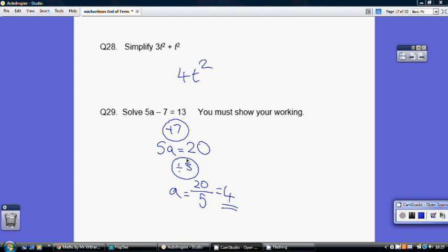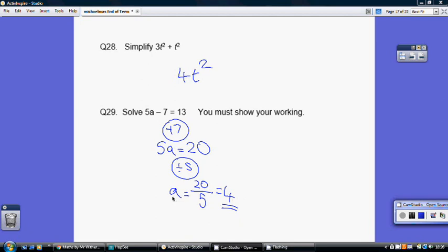So that's what we choose to do to both sides. So that undoes the timesing by 5. So we're just left with a on the left hand side, and on the right hand side, because remember we have to do all these operations to both sides to keep things equal, we've got 20 being divided by 5, which is 4. So a equals 4.